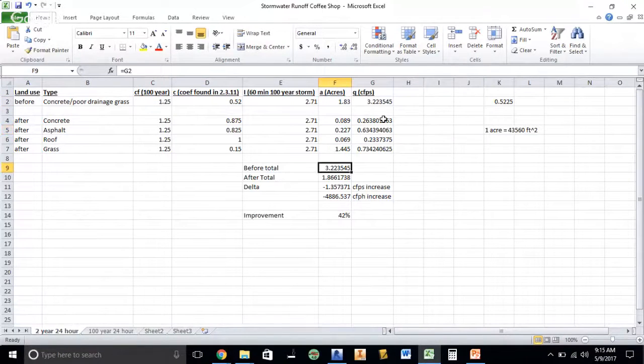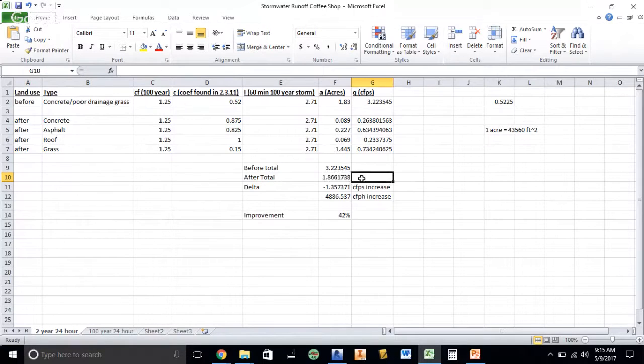Add before, here's my before right there. My after, I'm just adding up all of these values. And you can see that I'm actually improving the land here. I'm taking what was very poor drainage grass and concrete and making a lot of it grass. So I'm going to be improving my drainage, which is a good thing, which means I don't have to put in any sort of retention pond or anything like that.